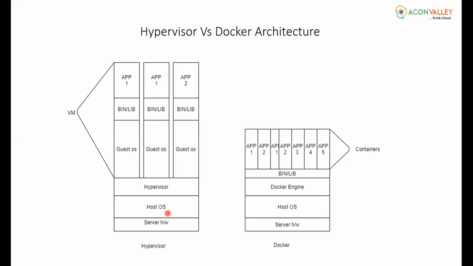Because here the hypervisor only shares the hardware among the applications and guest OS. But here there is no guest OS, first of all, so you are saving disk space. Second, you are not only sharing the hardware among these applications, but also sharing the host OS among these applications, and that is the USP of Docker. Docker uses less hardware because it doesn't have that guest OS layer. What is the reason? How is it possible? I'll tell you in a very simple manner.